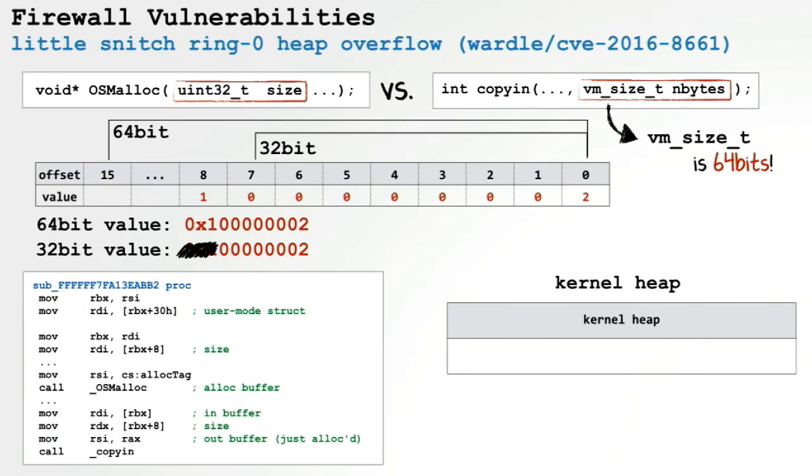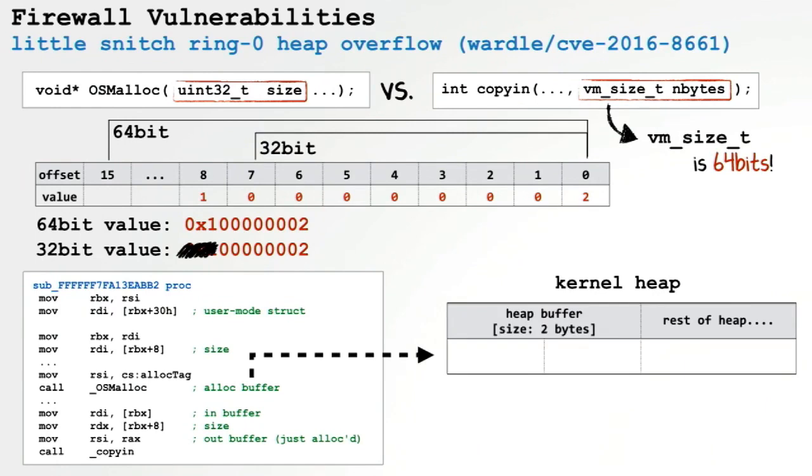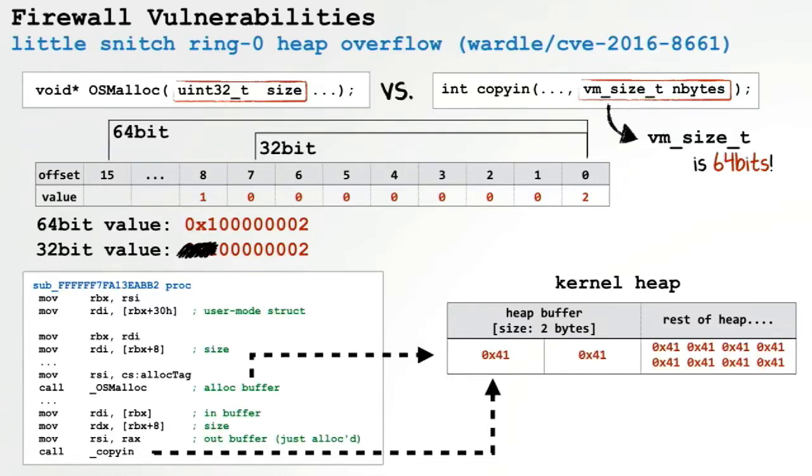A while back, I found a kernel bug in the Little Snitch firewall driver. Basically, it took a 64-bit value from user mode and passed this value to an allocation routine and then a copy routine. Now, the issue was that the allocation routine expected a 32-bit value, so it truncated the 64-bit value. The copy, however, used the full 64-bit value, meaning we could cause a controllable mismatch between the allocation and the copy routine, giving us an exploitable heap overflow in the kernel.